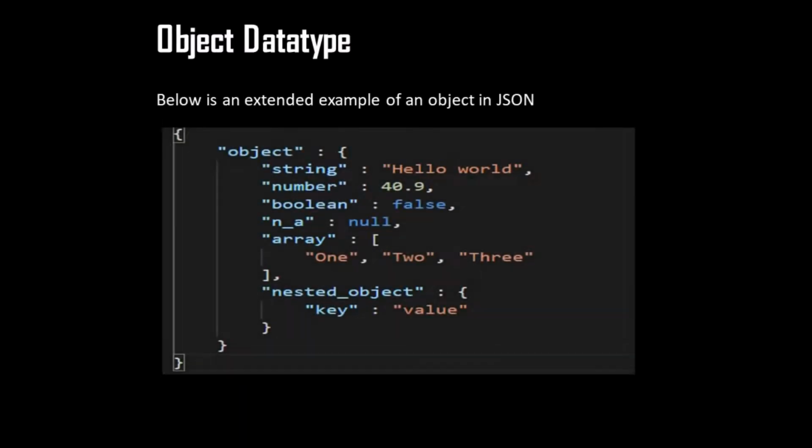So this is an example of an object that contains all the other different data types and also has a nested object inside it. We have a string, hello world, and a number, which is indeed a floating point number, but is still represented as a number in JSON. We have a boolean which is false, we have not available which is null, and an array of 1, 2, 3. Then we have a nested object inside our object which has key and value. This is a more advanced structure of what the object data type can do in JSON.